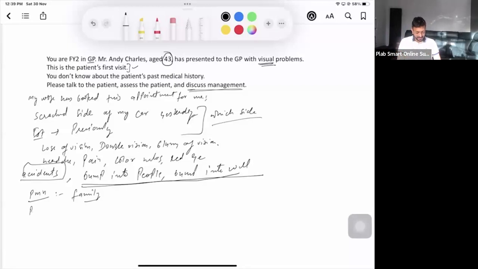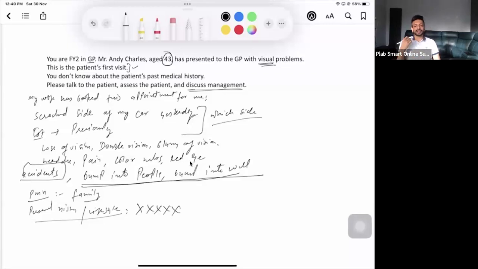Now, I've seen a lot of candidates, what they do, they go for lifestyle history. And what they're asking: do you smoke? Do you drink alcohol? What's your diet like? How's your physical activity? Come on, these are not at all required in this particular scenario. Why are you wasting your time? I'm not saying in a combined station you should never ask lifestyle, but in most cases you may not need to ask those questions. All right, that's the thing.